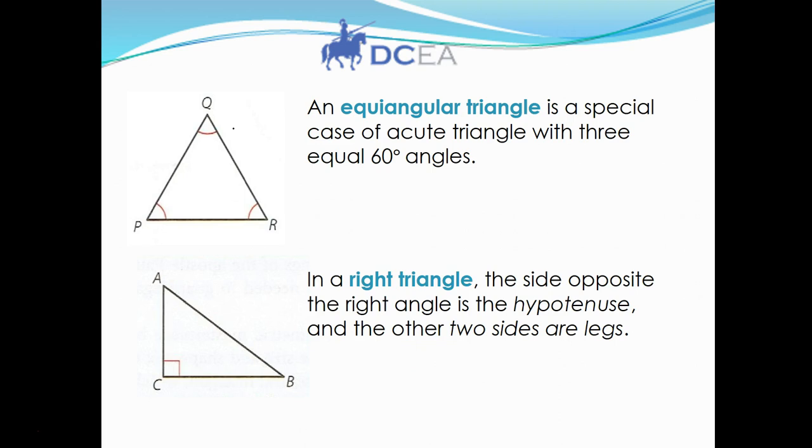So an equiangular triangle is a special case of triangle with three equal angles. We already know that a triangle has 180 degrees, so 180 divided by 3 would be 60 degrees each. In a right triangle, the side opposite the right angle is the hypotenuse. The other two sides are legs. So AB would be the hypotenuse, AC and BC would be legs.